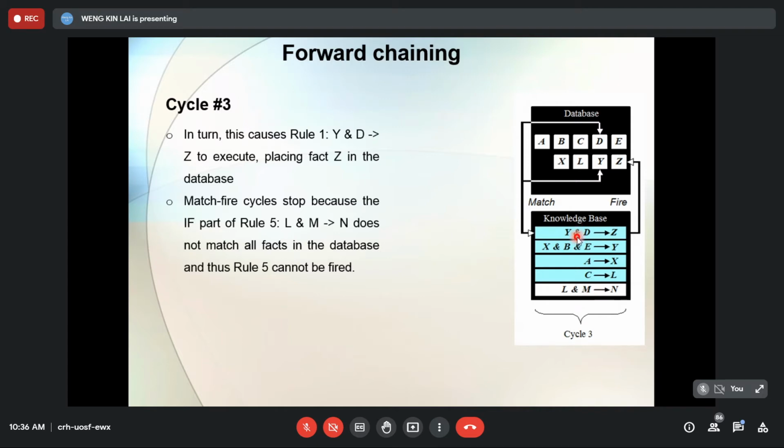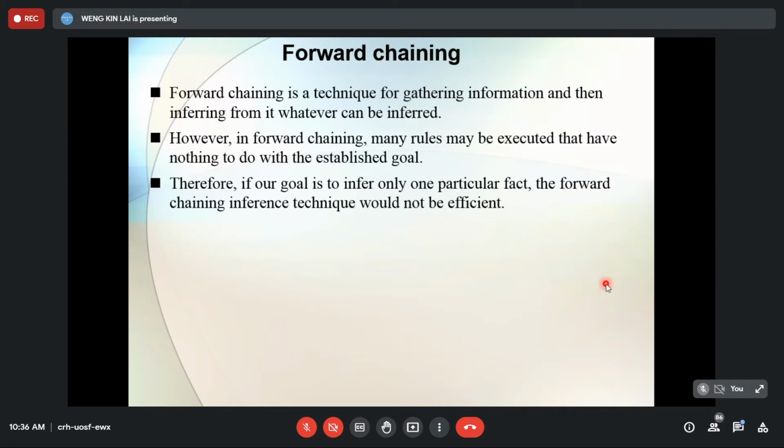So I've only fired 4 rules, and I got these 4 new inputs as a result of these 4 rules being fired. Now, what is forward chaining? I can see clearly that forward chaining is a technique for gathering information. I get the inputs. As a result of the inputs, I can now get new information, and then based on that information, I will infer whatever can be inferred from it.